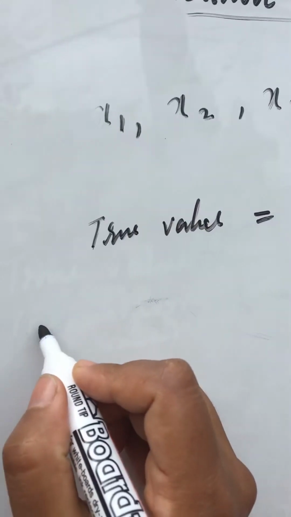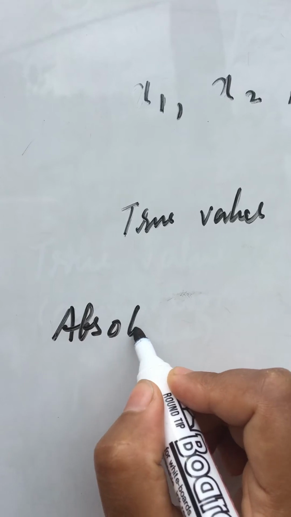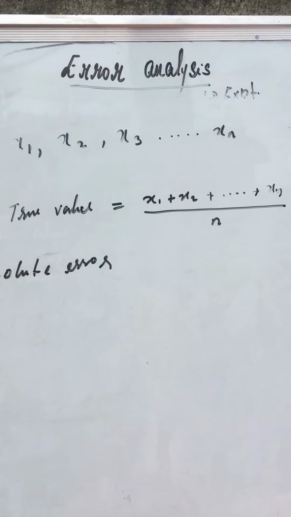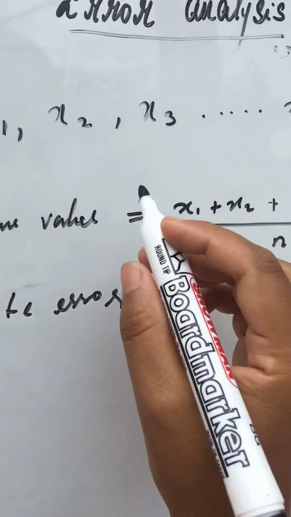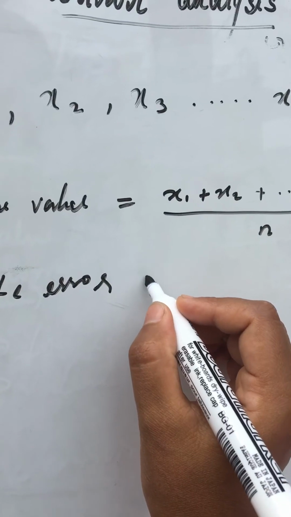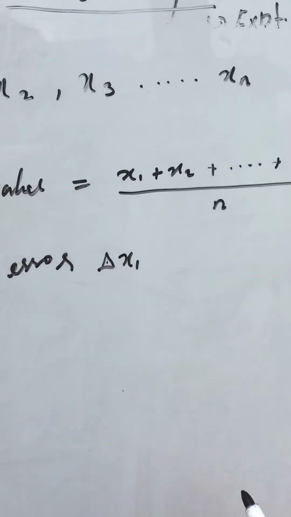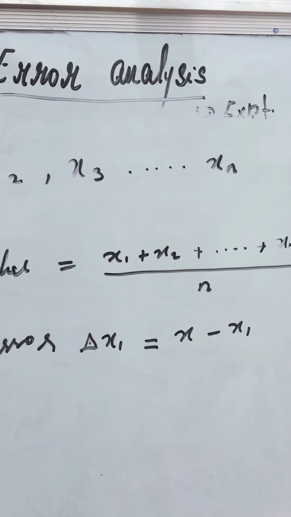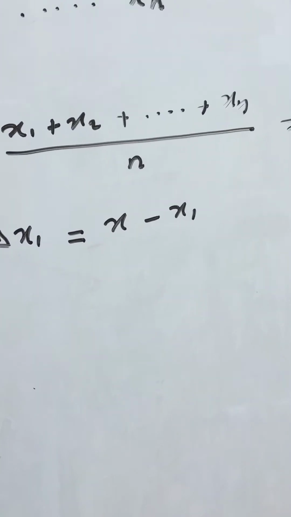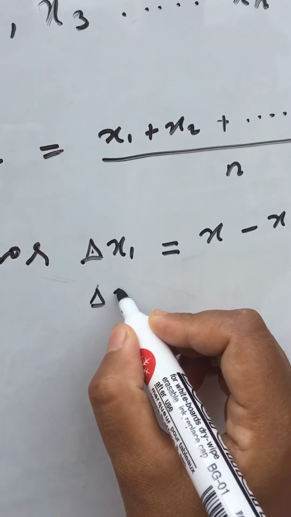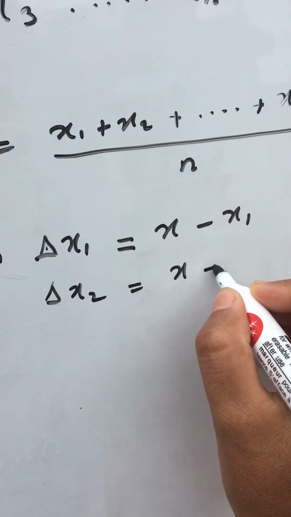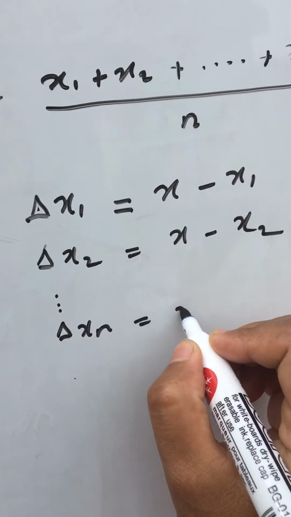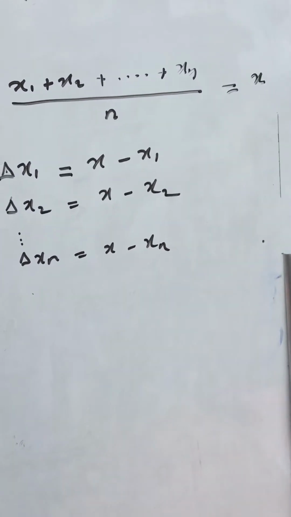Now absolute error. Absolute error is the deviation from the true value. For x1, let me call the absolute error delta x1, the deviation x minus x1. Or you can write x1 minus x, it doesn't make a difference. Then delta x2 is the deviation from the true value, x minus x2, and so on, up to delta xn, which is x minus xn.